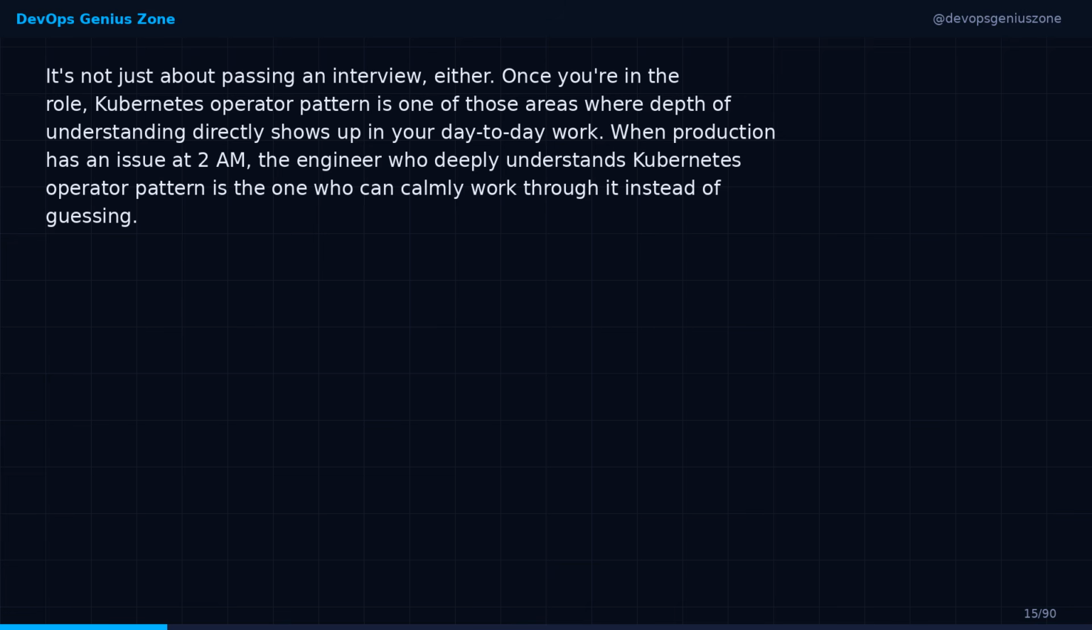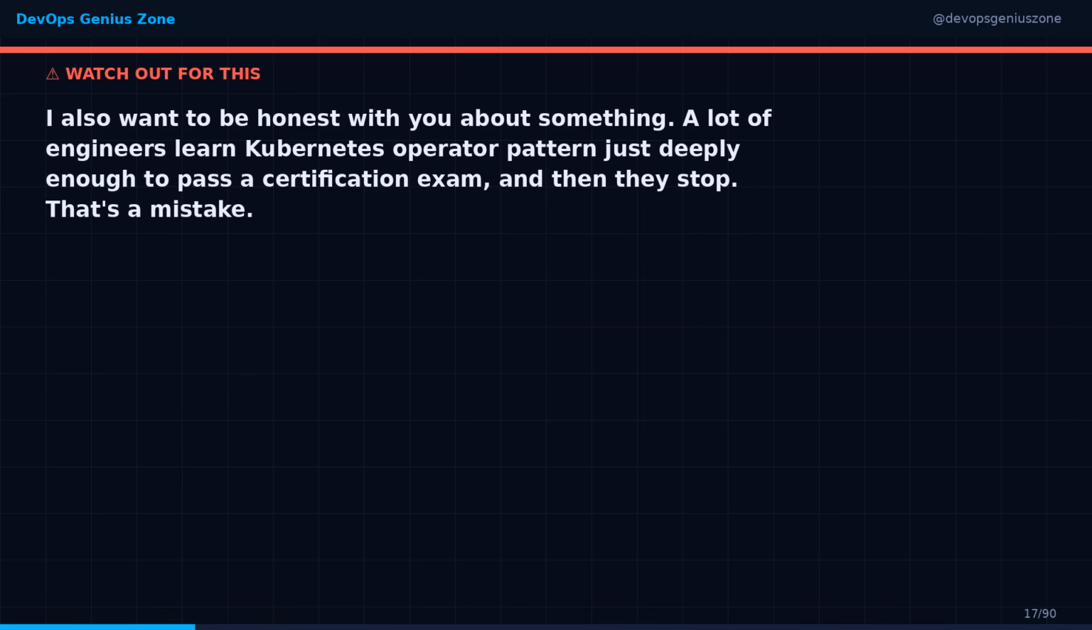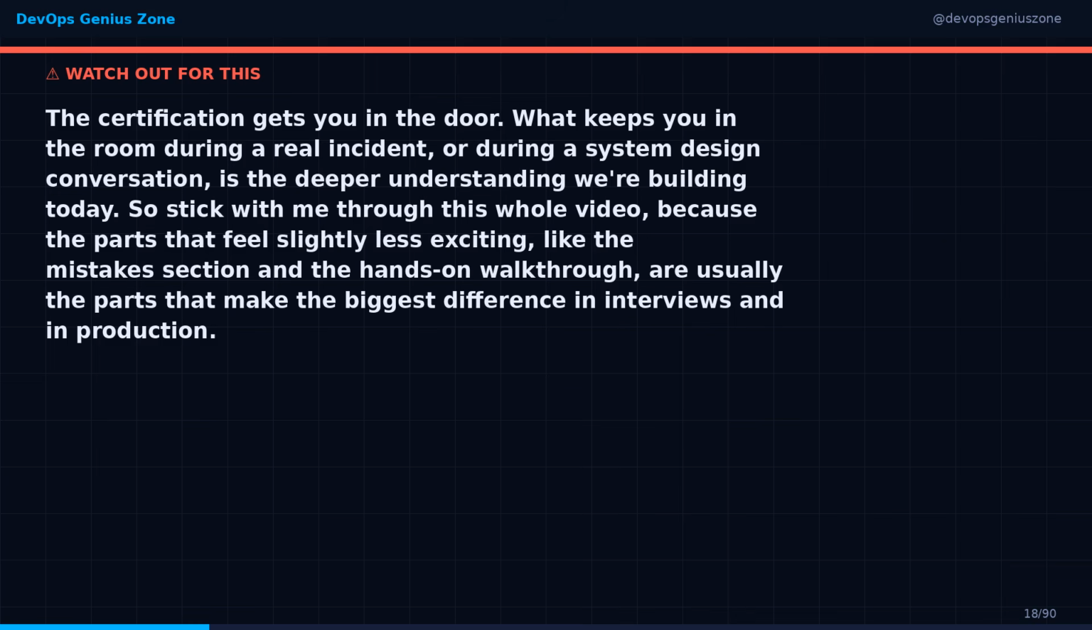I also want to be honest with you about something. A lot of engineers learn Kubernetes operator pattern just deeply enough to pass a certification exam, and then they stop. That's a mistake. The certification gets you in the door. What keeps you in the room during a real incident, or during a system design conversation, is the deeper understanding we're building today. So stick with me through this whole video, because the parts that feel slightly less exciting, like the mistakes section and the hands-on walkthrough, are usually the parts that make the biggest difference in interviews and in production.